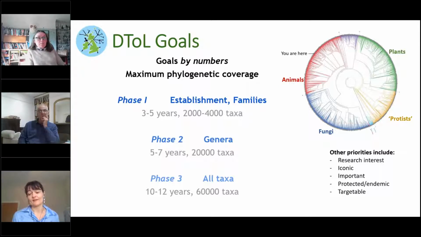Other priorities that we include in all the phases is research interest. If something is iconic, important in whichever way, protected, endemic, and also, especially in the first phase, targetable. Is it actually feasible to find and catch, or is it thought to be extinct or very hard to find?